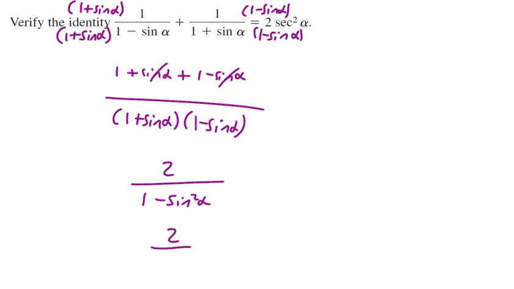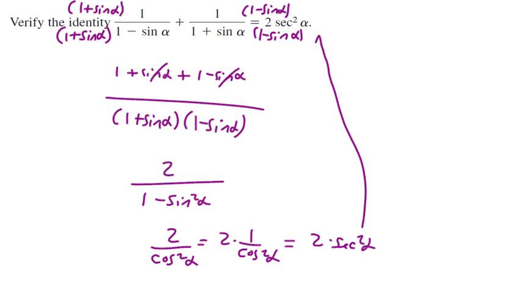So 2 over cosine squared alpha, which is the same thing as 2 secant squared, because this right here is the same thing as 2 times 1 over cosine squared alpha, right? Which is the same thing as 2 times secant squared alpha, which is exactly what we were trying to verify. Heck yeah, and there it is. We just verified that is true.